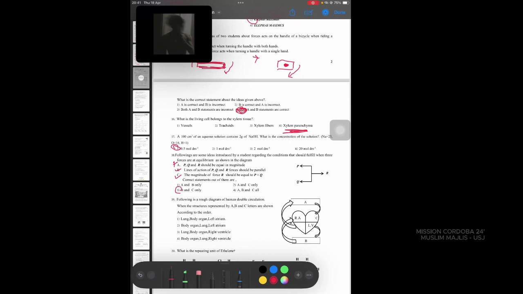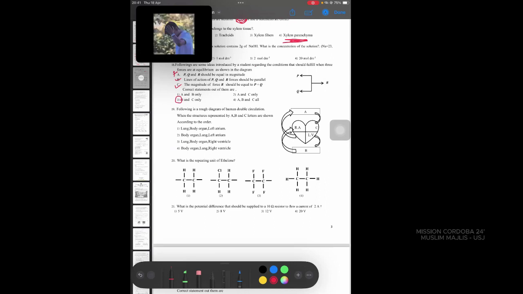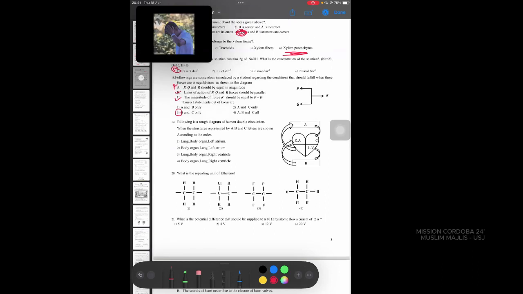Next one. Following is a rough. Yes. Can I explain the question again? Now here we have 3 forces. These 3 forces should be balanced, it seems. Now can you see, all three lines of action are parallel? Do you agree with me?